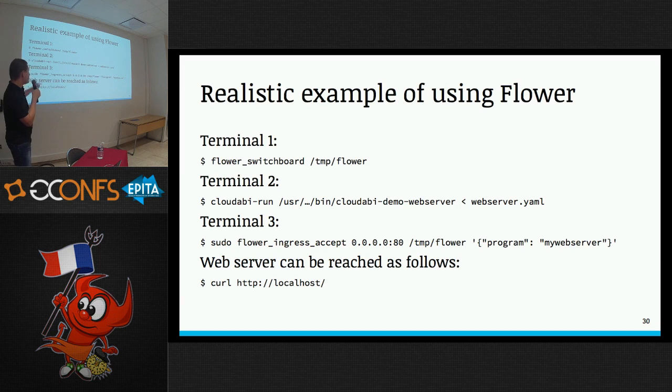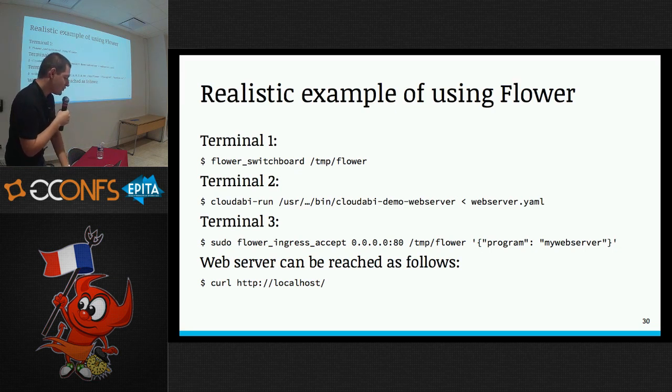Then there's another process called flower ingress accept. What that one does is it binds on a TCP port number, and it calls accept in a loop to accept incoming connections. Then it pushes the file descriptors into the flower switchboard, which can then hand them over to a process on the other side. So when you run all of these three commands, you can finally run curl localhost, and you get a simple response from this web server.